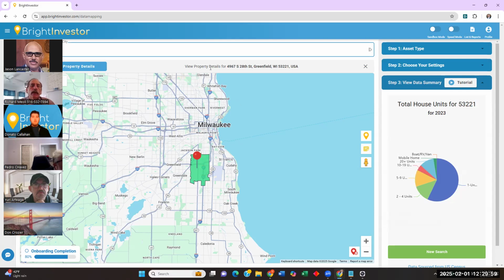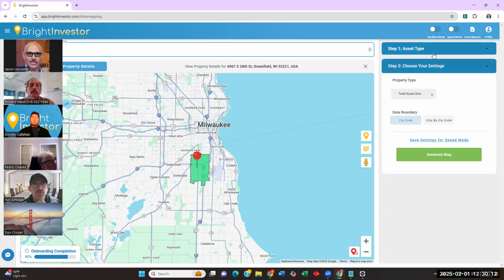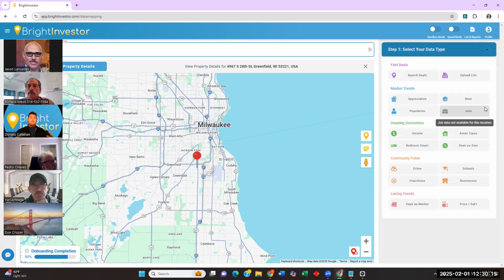Perfect. And then you would take that and go to the next step. Let's look at the crime. Let's look at the rent ratio. Let's look at the businesses in the area that are going to support it, right? So there's almost like a whole checklist to go through. Absolutely. And that's the kind of point BrightInvestor has become.